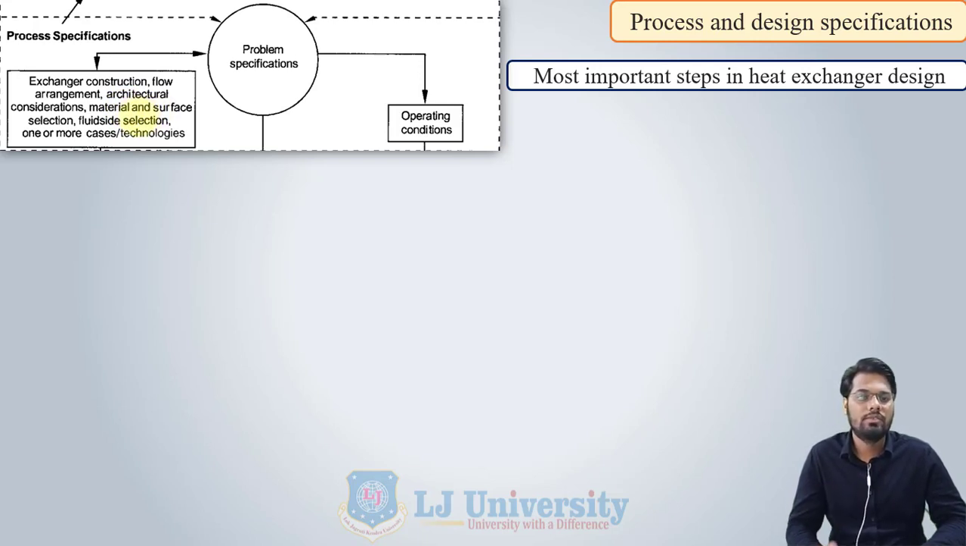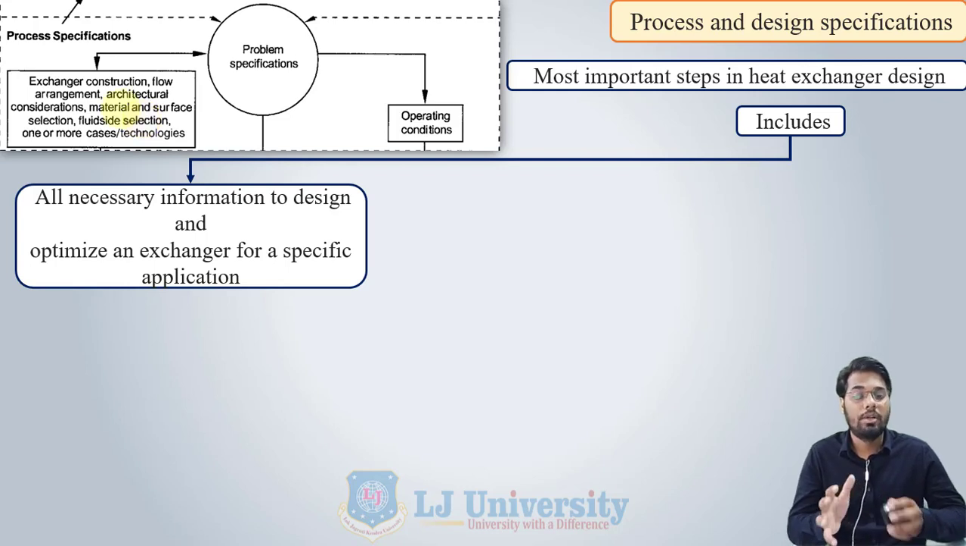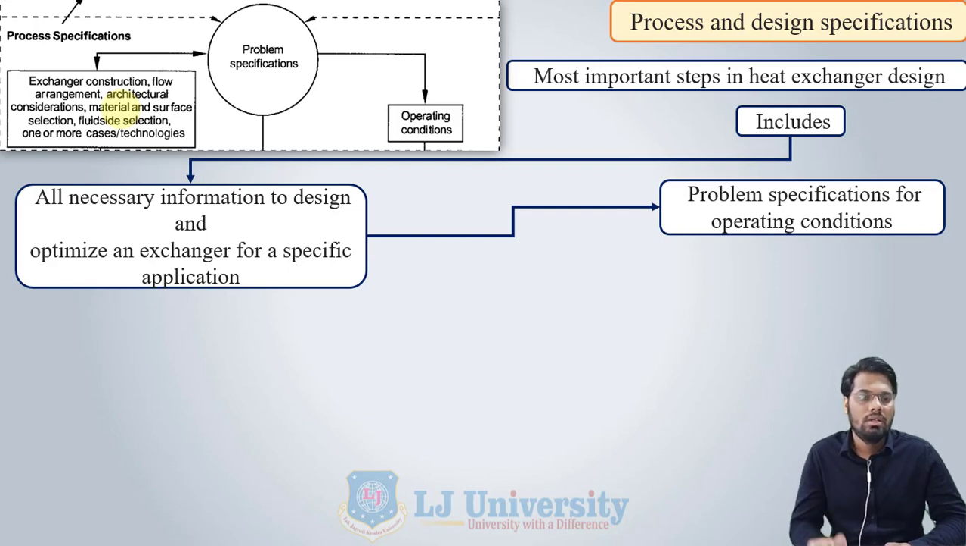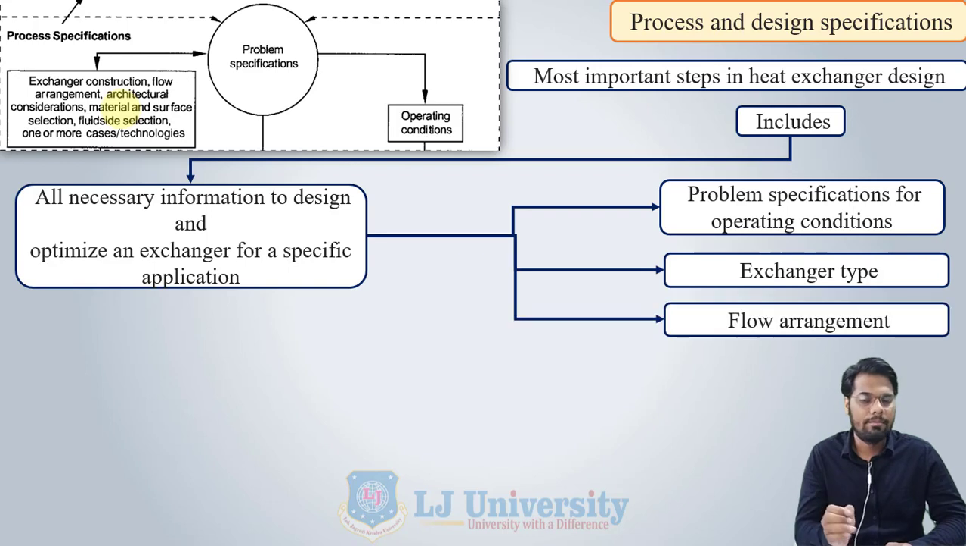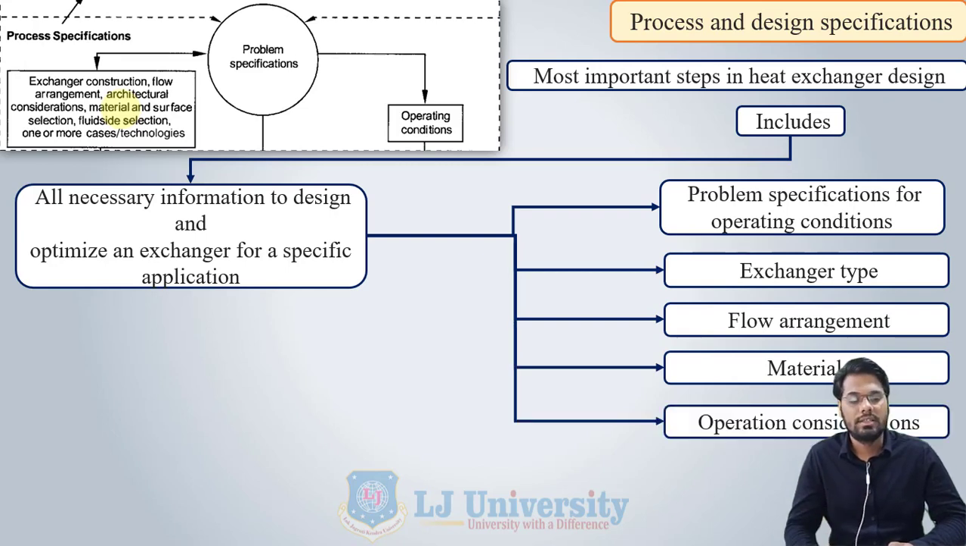This is the first parameter which we are going to decide according to the customer need, and according to the availability of the environment and the conditions of the heat exchanger. So this stage includes all necessary information to design and optimize a heat exchanger for specific applications, which includes problem specification for operating conditions, heat exchanger type, what kind of flow arrangement you are going to provide, and what kind of material you are going to use for the making of the heat exchanger.